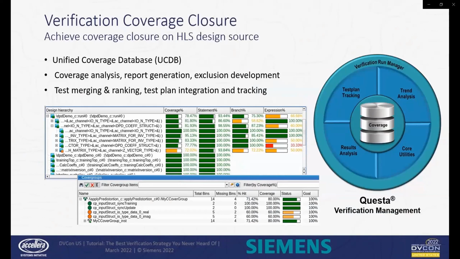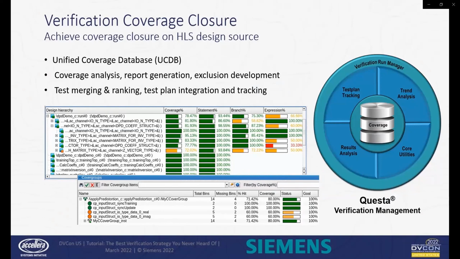Not surprisingly, we can even go so far as to achieve traditional verification coverage closure on our HLS design source. Achieved using known and trusted approaches such as running regressions and collecting coverage metrics via an industry standard, the UCDB. This provides us with the needed and expected verification management capabilities, including the ability to analyze results, generate desired coverage reports, and create and apply desired exclusions. We can also merge results from the multiple tests, rank them, and also integrate our test plans, all as we track progress towards our verification requirements.